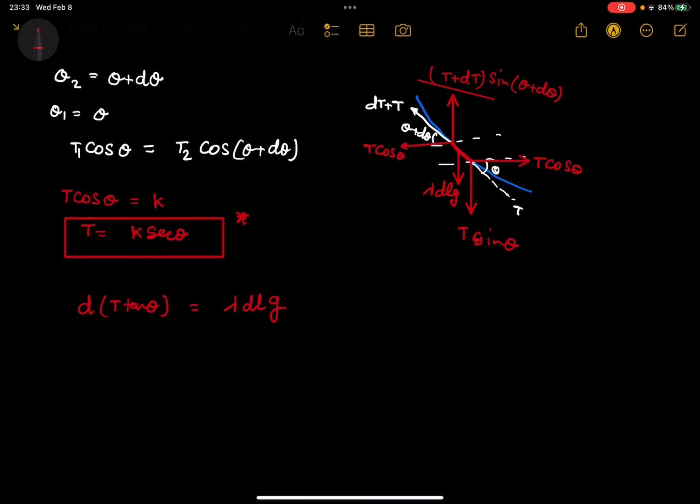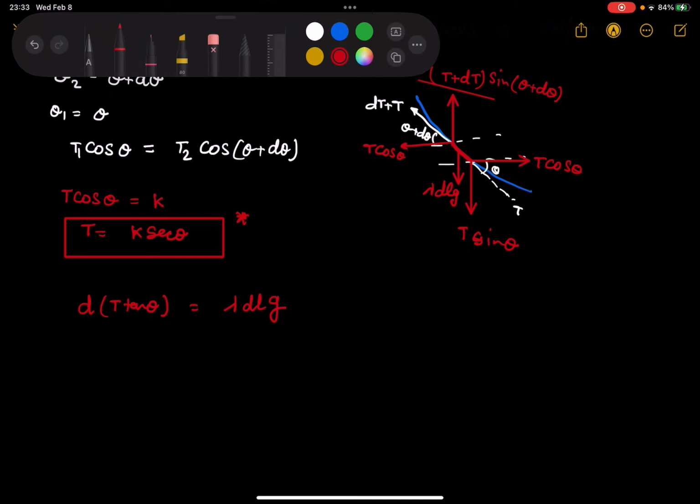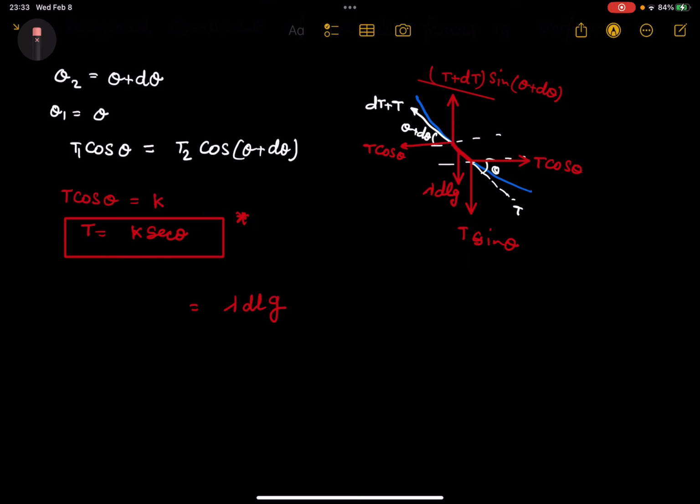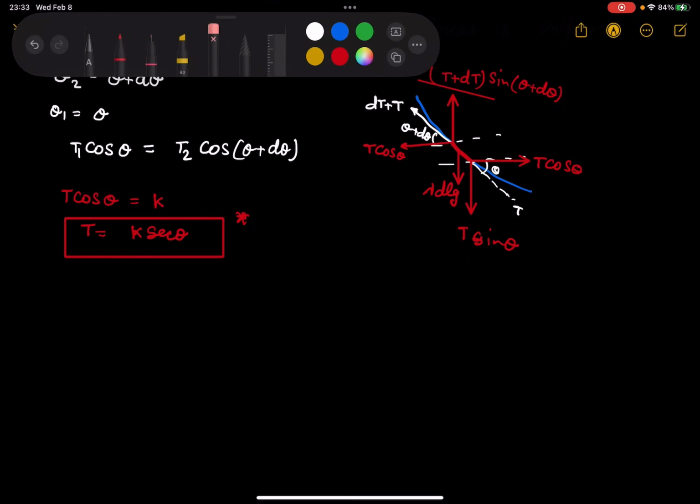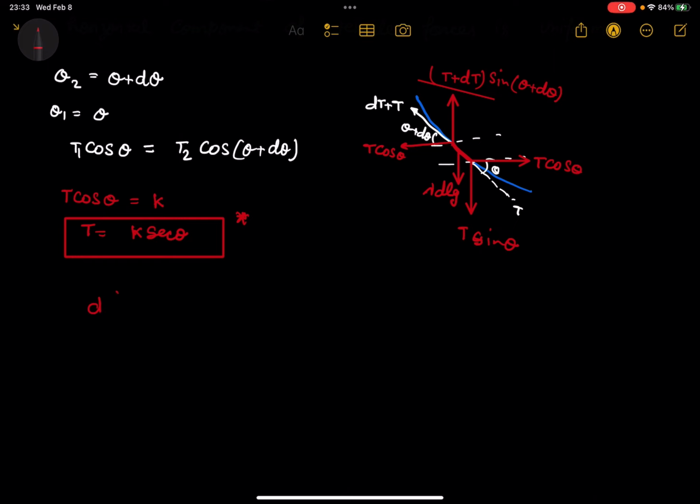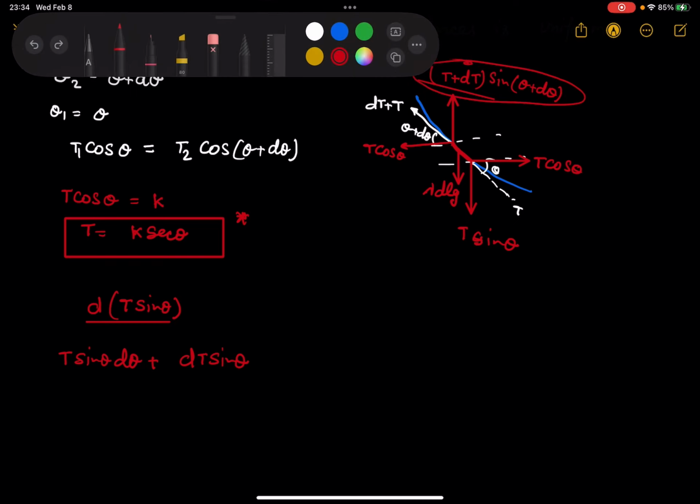Okay, dT tan theta equals lambda dl g. Sorry, I am extremely sorry, this is a printing mistake. Again I tell you, d times T sin theta, because if you differentiate this equation, what result will come? T cos theta d theta plus dT sin theta. This type of result will come, which is nothing but it is equal to this.